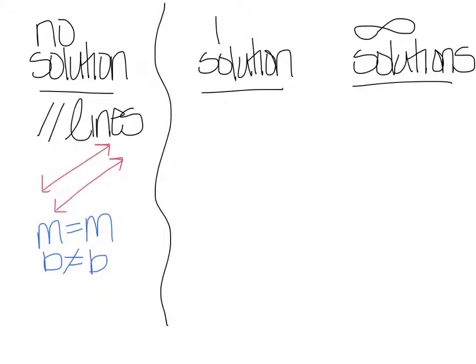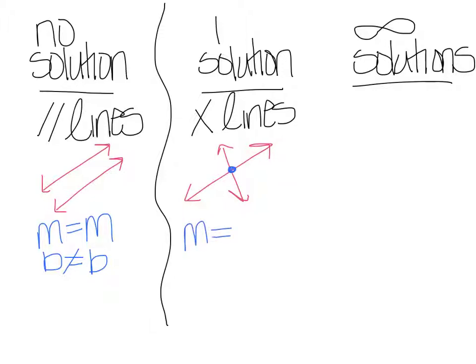Alright, a single solution. A single solution simply means that you have intersecting lines. So you have a line here, another line here, and the point of intersection is the solution to that system. Remember, intersecting lines simply don't have the same slope. Also, if you have intersecting lines, you would be able to find the xy pair that represents that point of intersection.